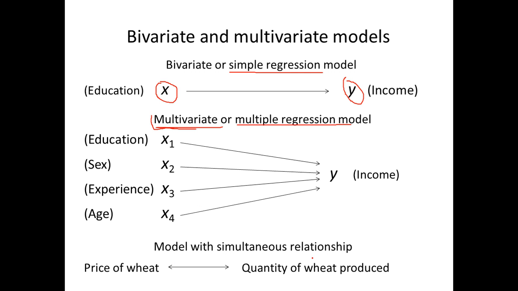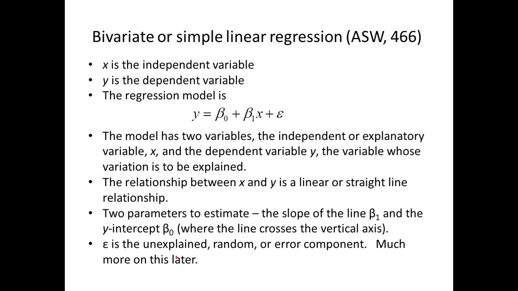And similarly, a model with simultaneous relationship. Obviously, if the price is lower, you will be selling high, or producing high. These are inversely proportional. So if your produce is very high, your price will be less. If your produce is very less, the price will be higher. That is again the economics piece, demand and supply.